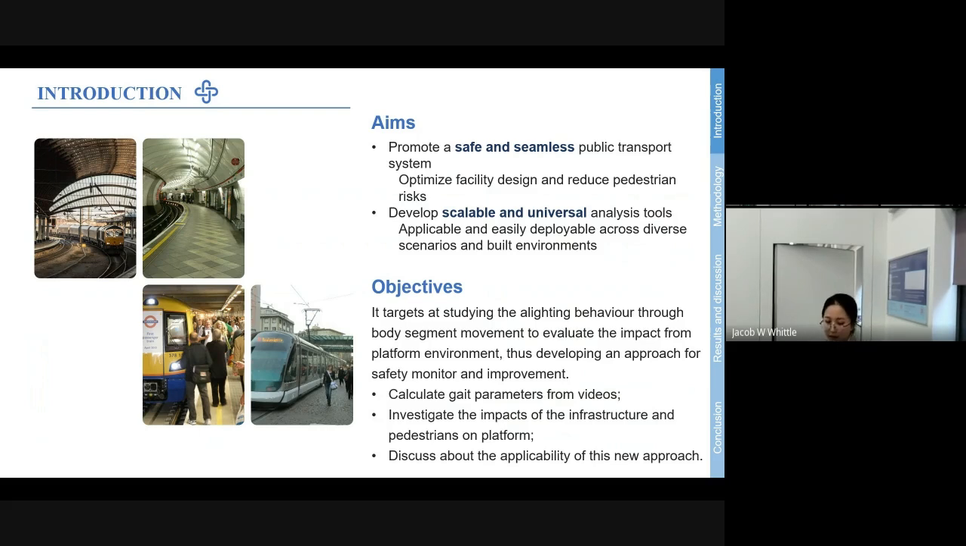At this stage, the research targets studying alighting behavior through body segment movement to evaluate the impact from the platform environment, thus developing an approach for safety monitoring and improvement. The sub-objectives include calculating gait parameters from videos, investigating the impacts from the infrastructure and pedestrian flow on the platform, and then discussing the applicability of this new approach.